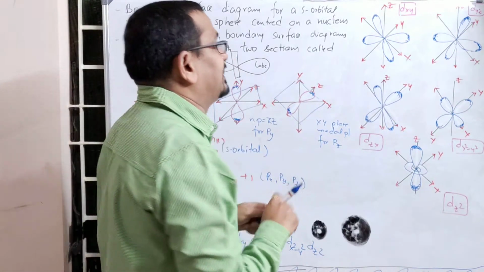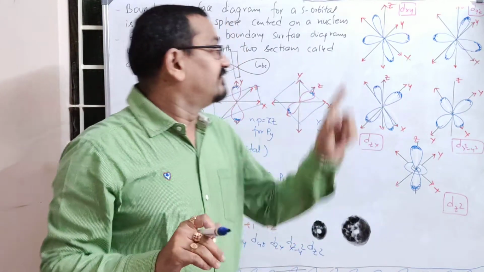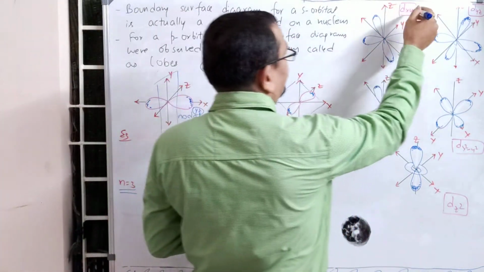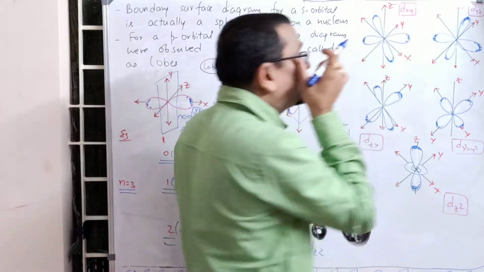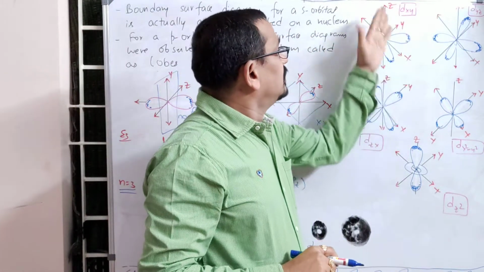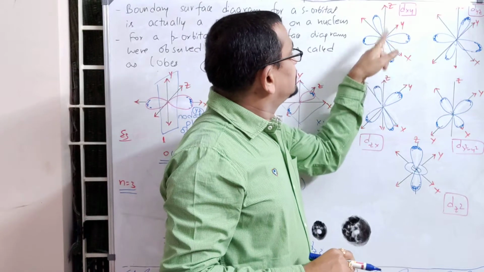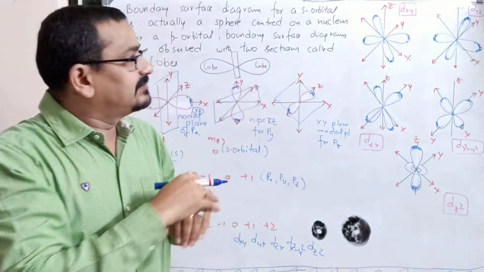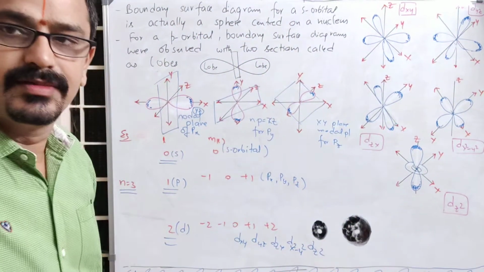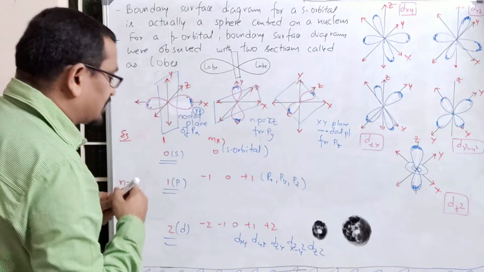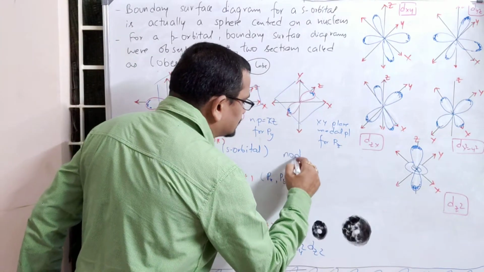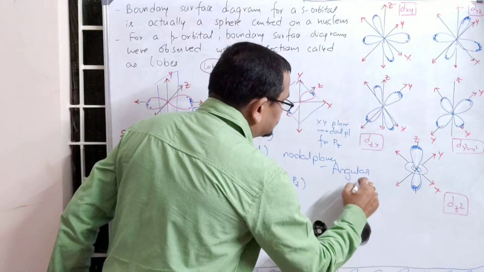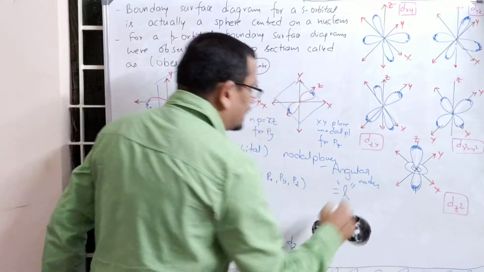When it comes to dxy, there are 2 such nodal planes where electron probability is 0. For a dxy, yz and zx act as nodal planes. For a dxy orbital, this yz plane and this zx plane act as nodal planes. You have to assume it 3-dimensionally like this. Thus, these nodal planes were also termed angular nodes, which is equal to their azimuthal quantum number.